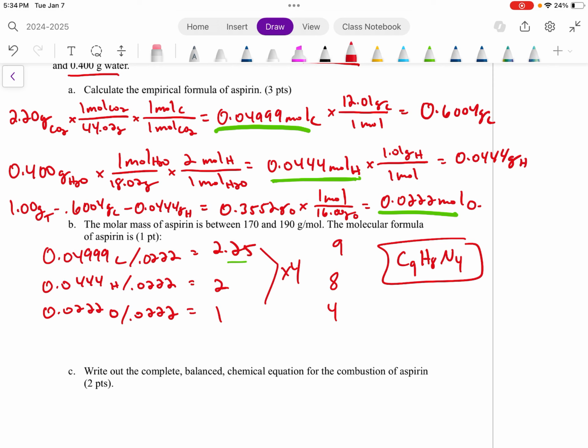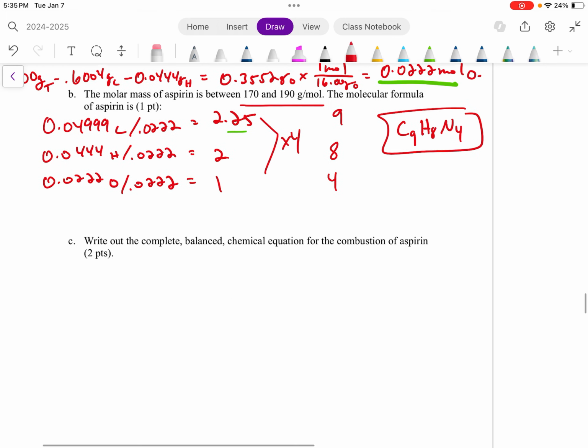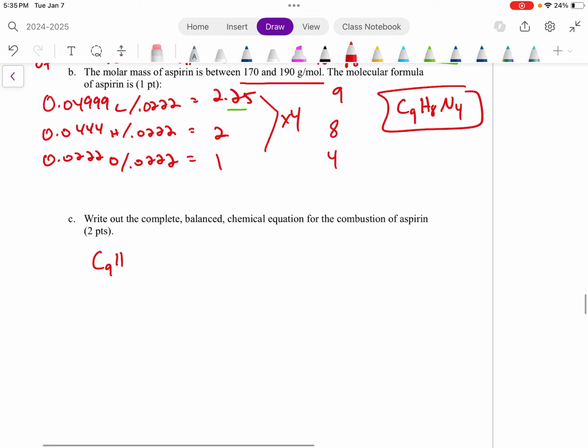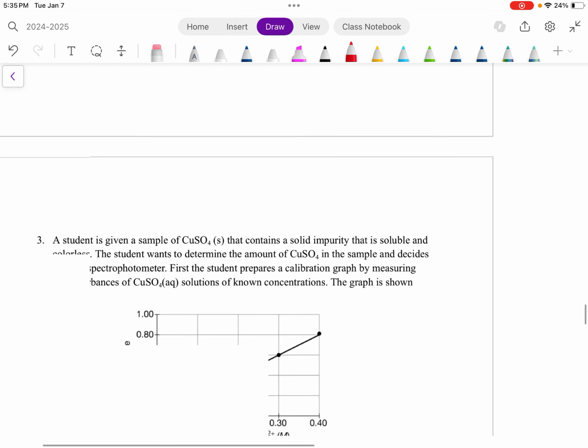Then you can add up the molar mass of this. The molar mass of this is actually within that range that they give you. So this is also the molecular formula. So it's actually both the empirical and the molecular formula there. Then if we write out the combustion equation, it should be reacting with oxygen to give you CO2 and water, and then you just need to balance. So we should have 4 there, and then that would mean we need 8 oxygens there. So that's the balanced equation for that one.